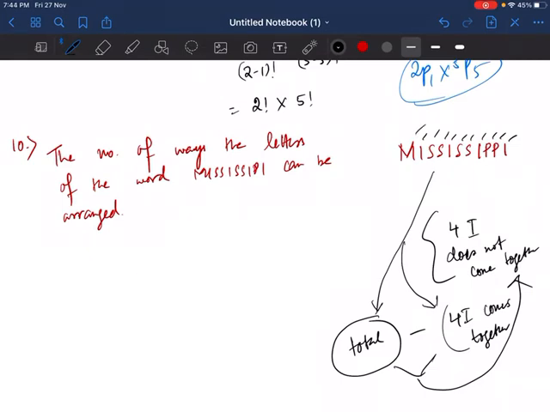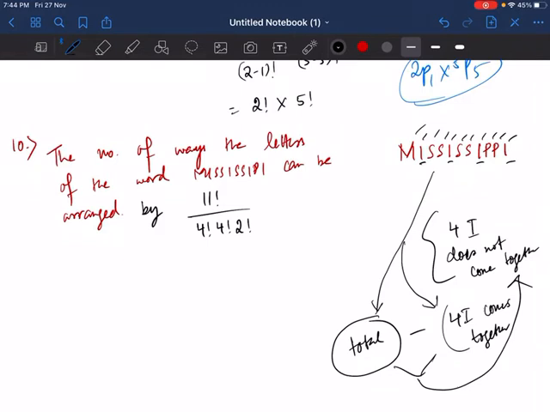So it can be arranged in 11 factorial divided by. Now how many elements are alike? I is alike. And how many I's are there? 4 I's are there. So I will write 4 factorial. How many S are there? 4 factorial. How many P are there? 2 factorial. So this is the total number of ways we can arrange Mississippi without following this condition for now.